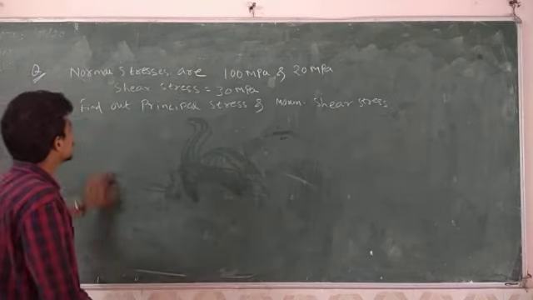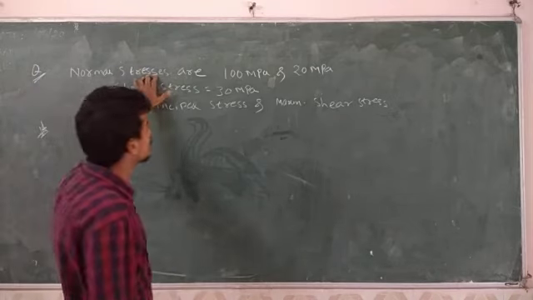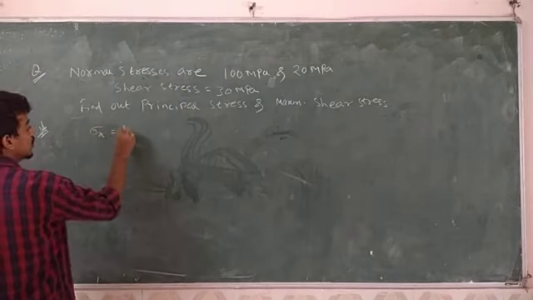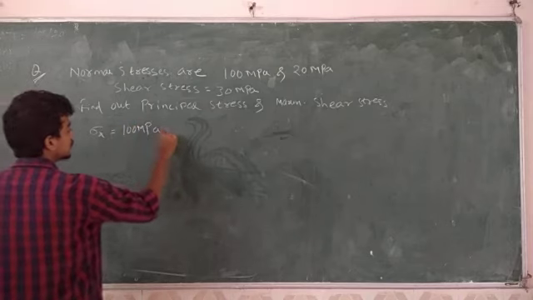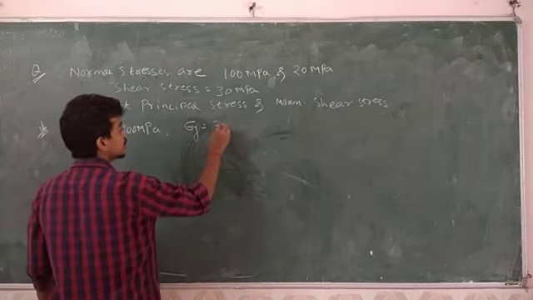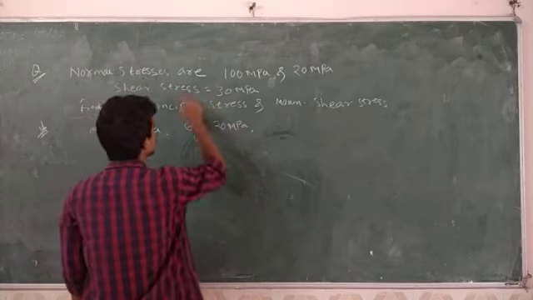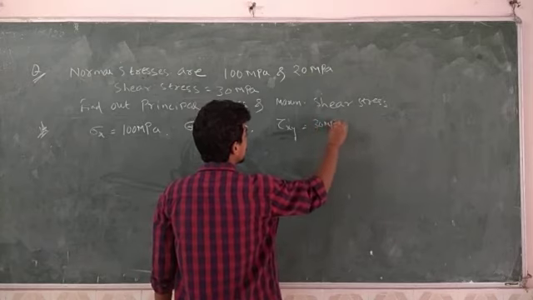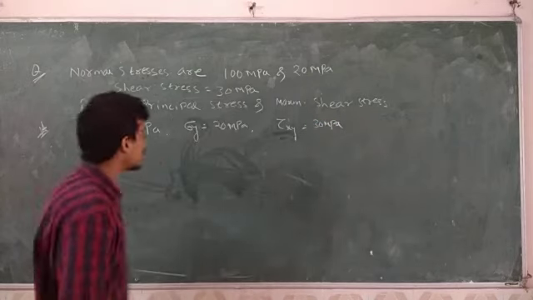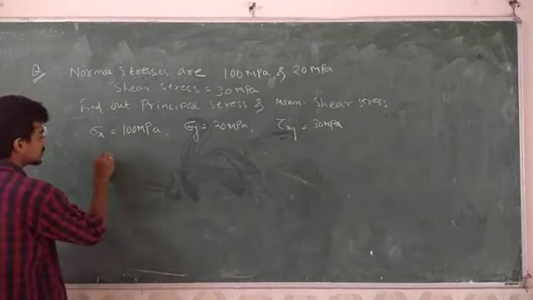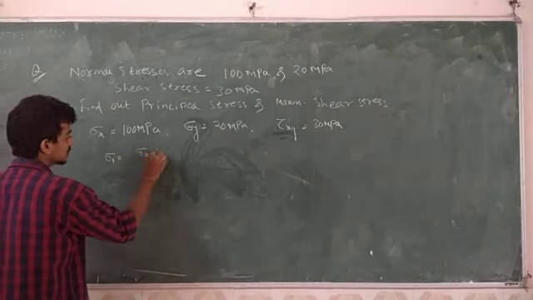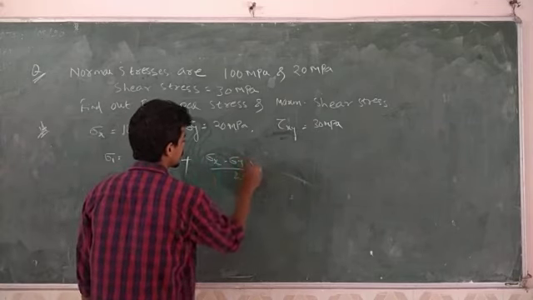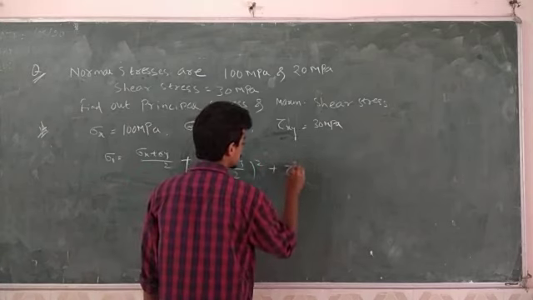So starting with, write down the given data like all problems. Normal stresses are given. So write down normal stress sigma x equal to 100 megapascal, sigma y equal to 20 megapascal, and shear stress is given 30 megapascal, so tau xy equal to 30 megapascal. Clear? Now put the principal stress formula: sigma 1 equal to (sigma x plus sigma y) by 2 plus square root of ((sigma x minus sigma y) by 2) whole square plus tau xy square.